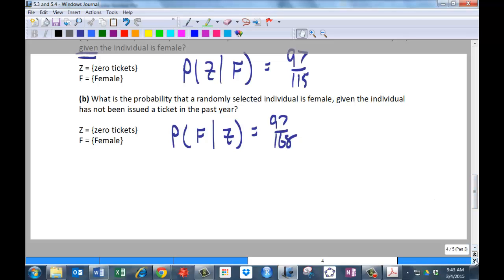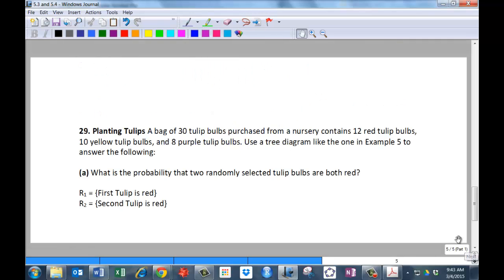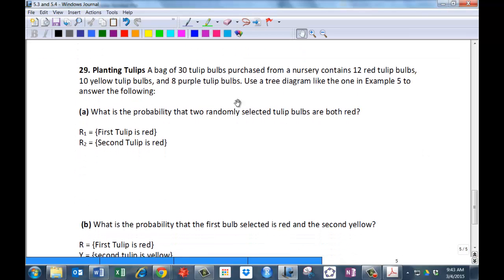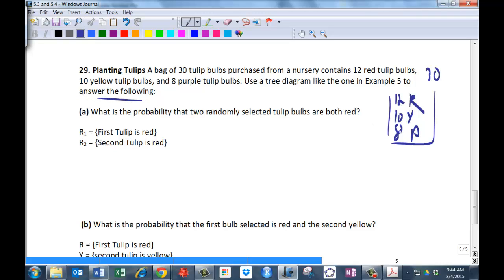So let's move on to the very last question. Okay. So let's say that we have a bag of tulips. 30 tulips are purchased. So let's write that down. So 30 total. And we have 12 red. We have 10 yellow. And we have 8 purple. Okay. What's the probability that 2 randomly selected tulip bulbs are both red? And the key here is the sampling is done without replacement. Okay, so if we take one out, we don't put it back in. So what's the probability that both are red?